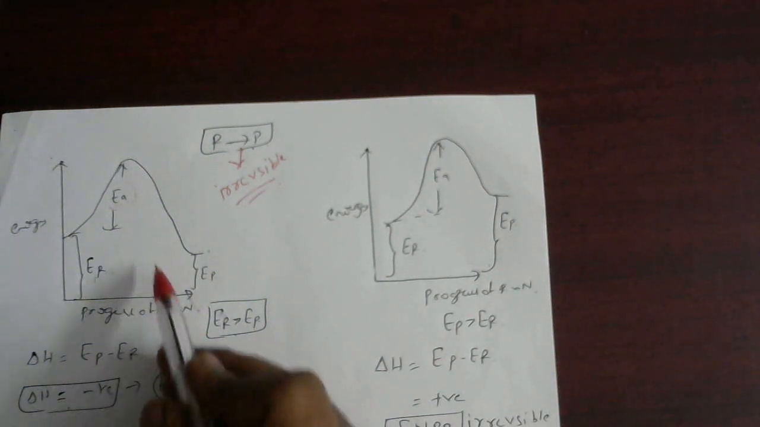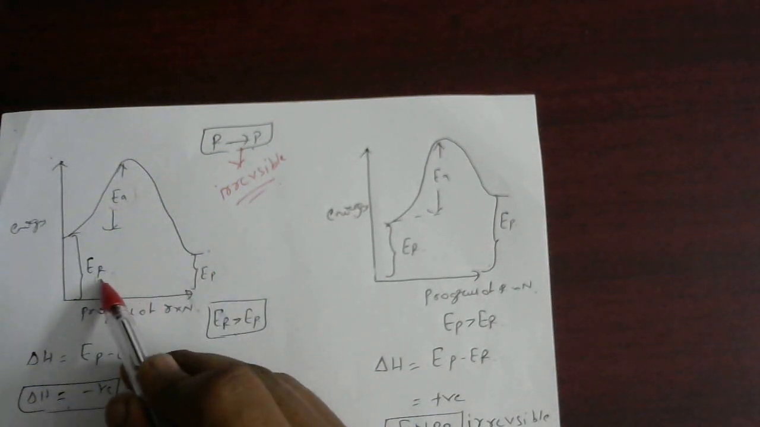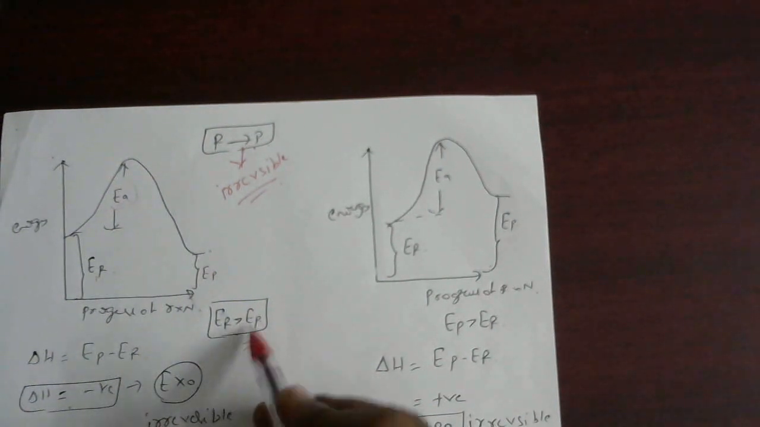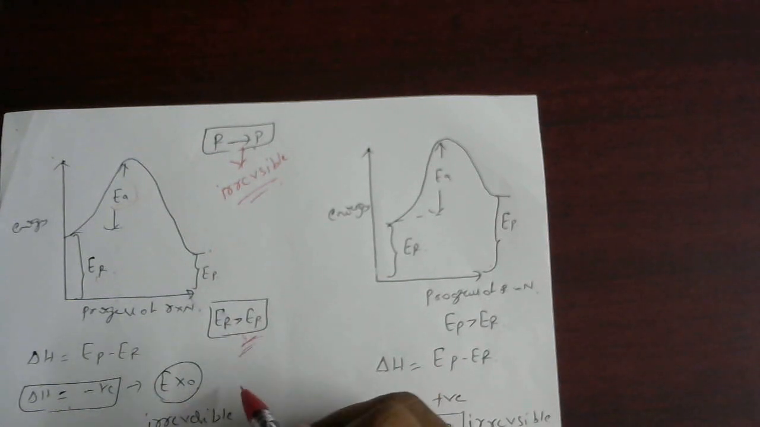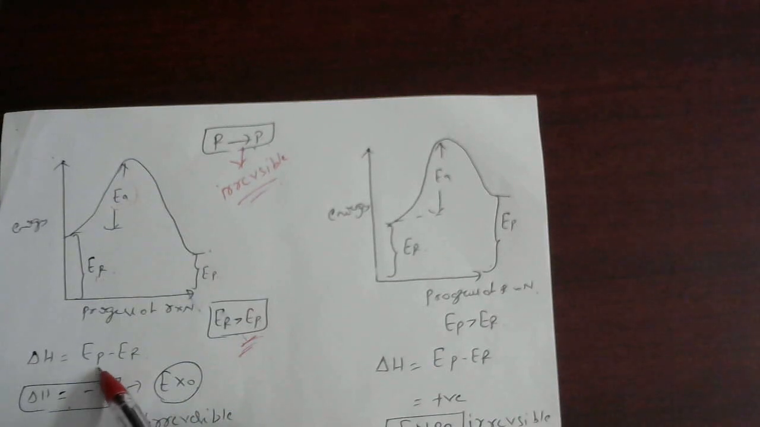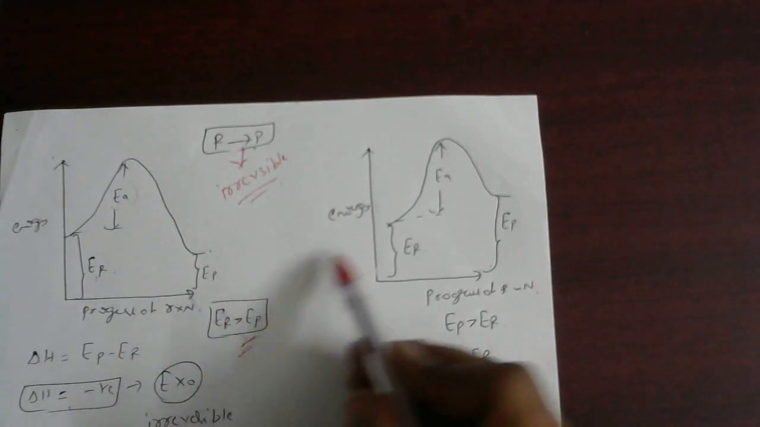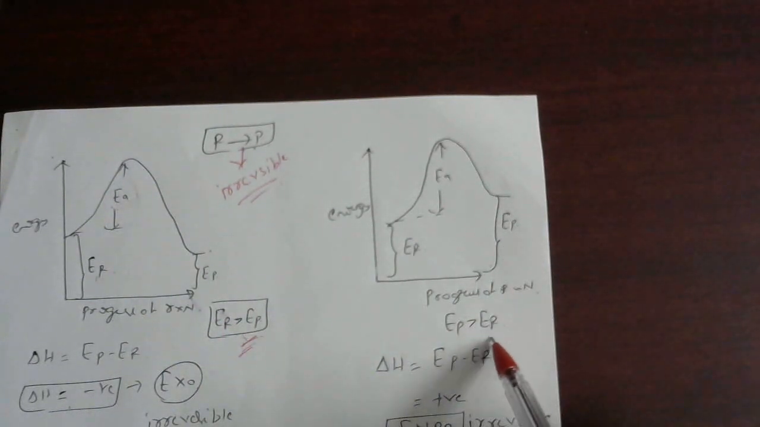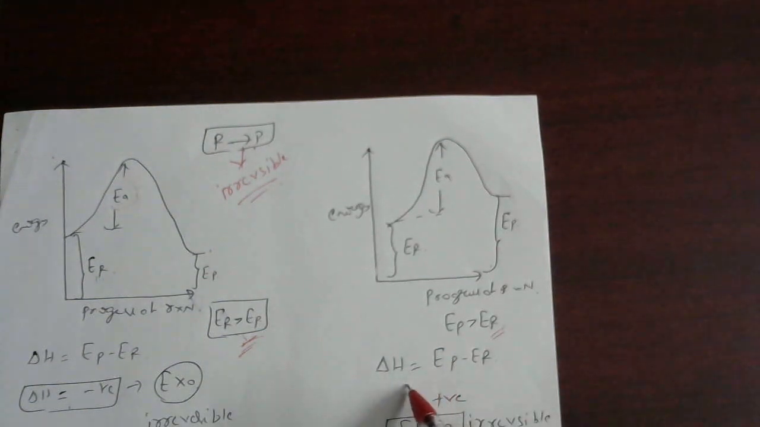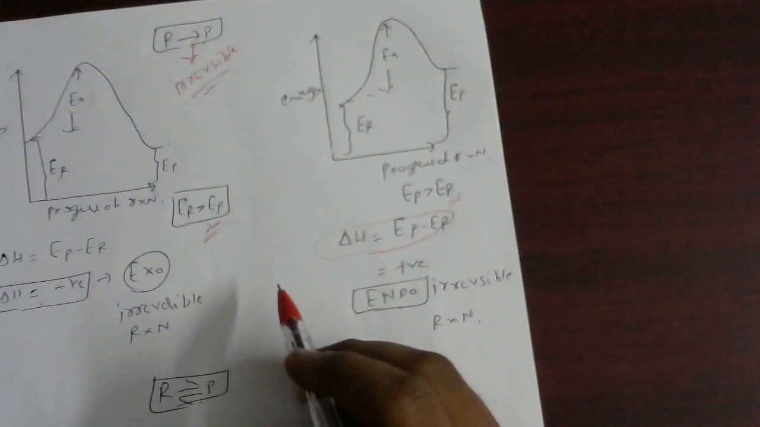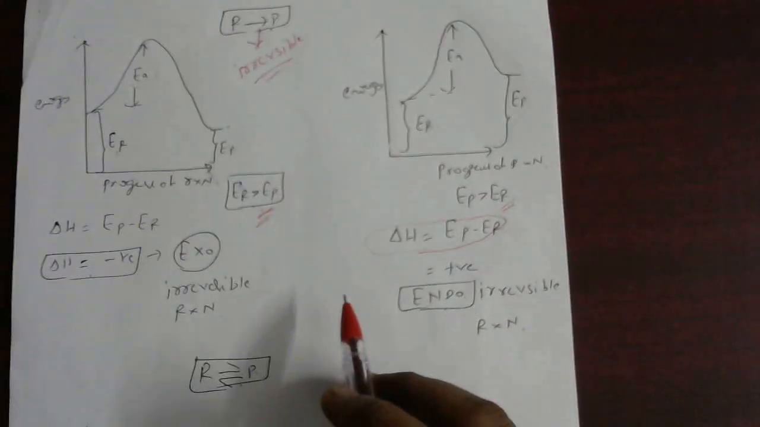Clear? So in this case, which is greater? ER is greater, na? That's what I have written here. Okay. ER is greater. Delta H formula is EP minus ER. Okay. And here which is greater? EP is greater. So that is what I have written. Delta H formula will be EP minus ER. Okay. EP minus ER. Okay.